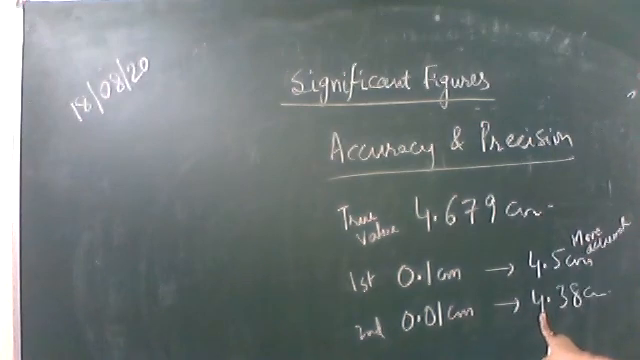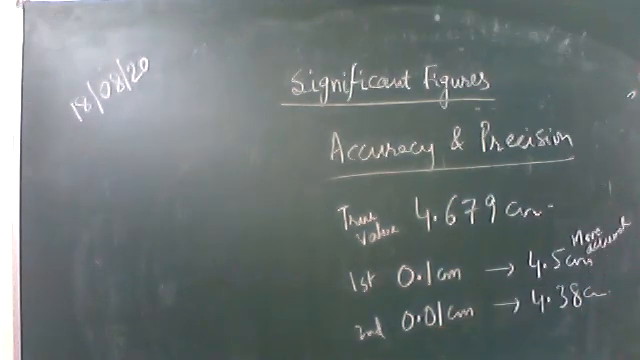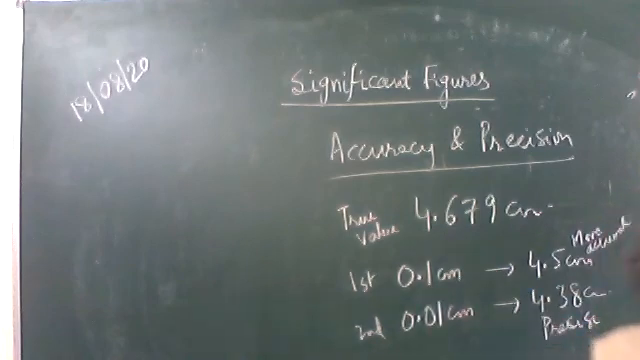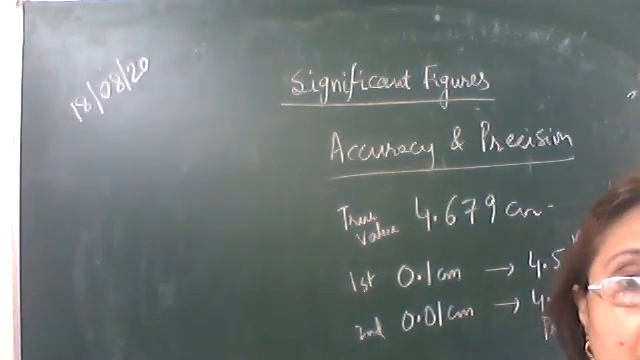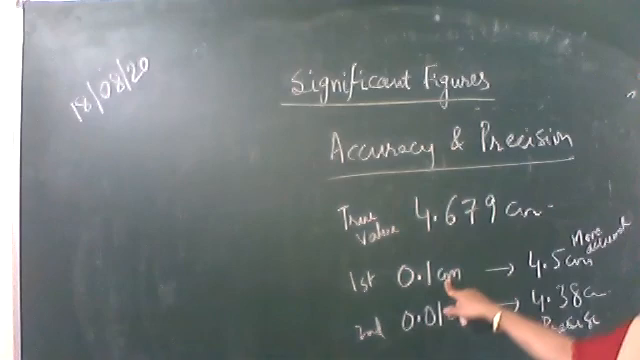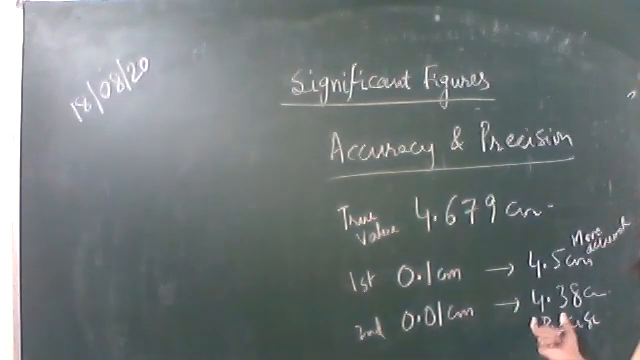Whereas 4.38 is measured by an instrument having a least count of 0.01 centimeter, so this value will be more precise. This value is more precise, though it is less accurate. Why? Because it is measured by an instrument whose least count is less than that of the first instrument. So the less the least count of the instrument, the more precise the value will be.